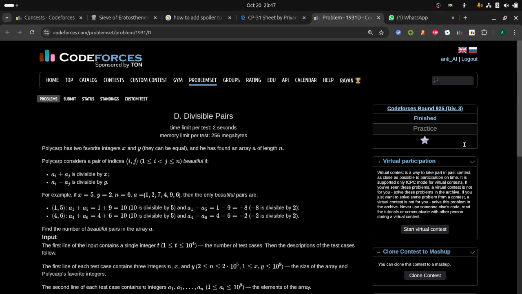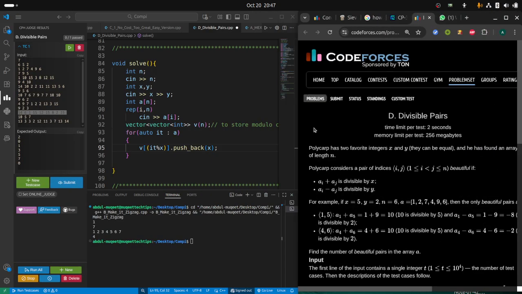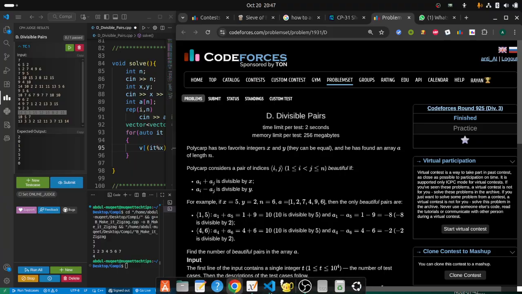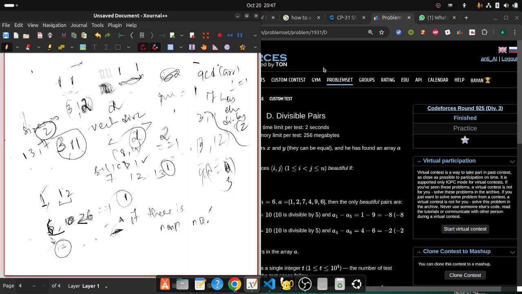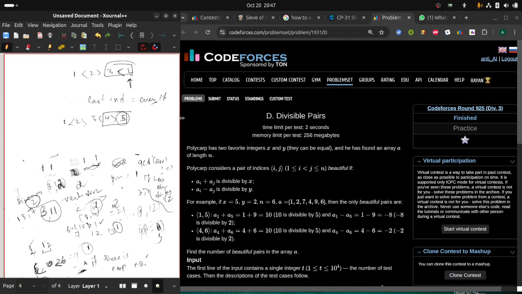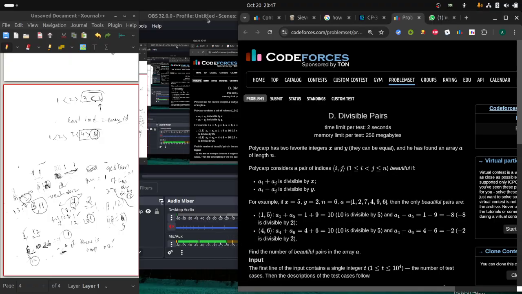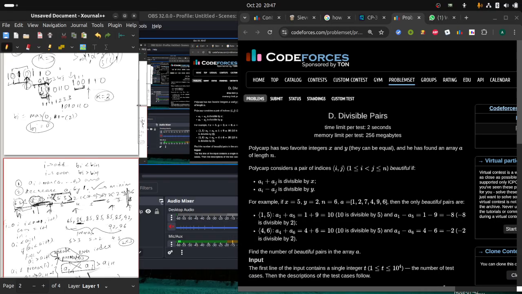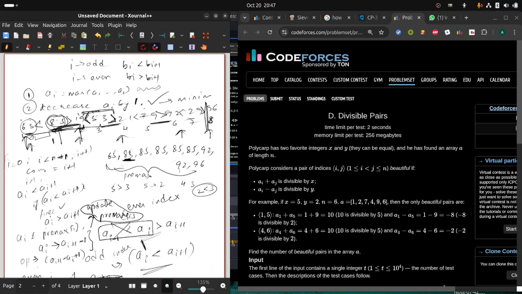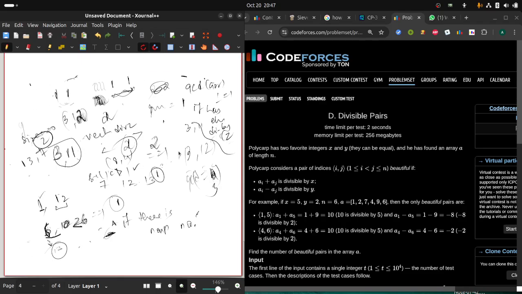Okay, let's begin with this question. Divisible pairs. Monocarp has two favorite integers x and y that can be equal. He has found an array A of length n. Polycarp considers it to be good if it satisfies the conditions.